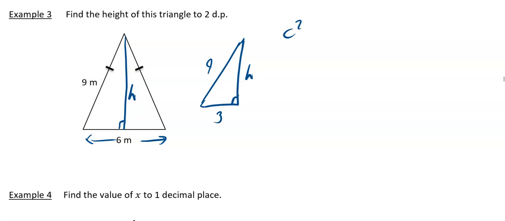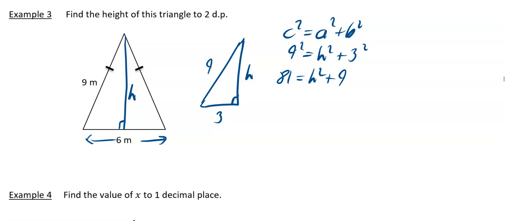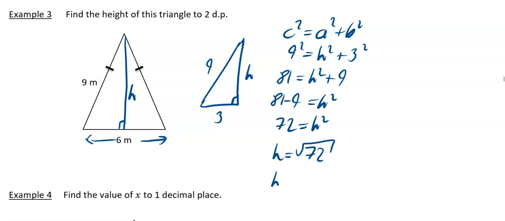So write down your Pythagoras theorem. C squared equals a squared plus b squared, which means 9 squared is equal to h squared plus 3 squared, which means 81 is equal to h squared plus 9. And then 81 minus your 9 is equal to h squared. 72 is equal to h squared. H then is equal to the square root of 72. So h is equal to 8 point something. What's that going to be? 8.49 meters, and that's to 2 decimal places.